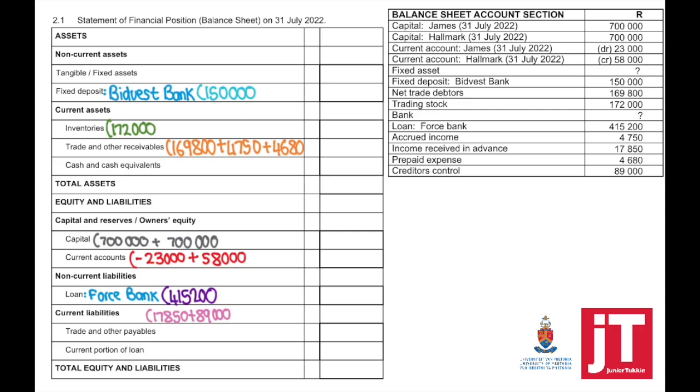So the easy part to get marks is to know exactly where I am supposed to take trade debtors, trading stock, bank. Bank is a question mark, which means we will need to solve that. Accrued income, income received in advance, prepaid expense, and creditors control. This is why you need to make sure that you study your formats. If you don't study your formats and you put it in the wrong places, you're going to end up losing marks.